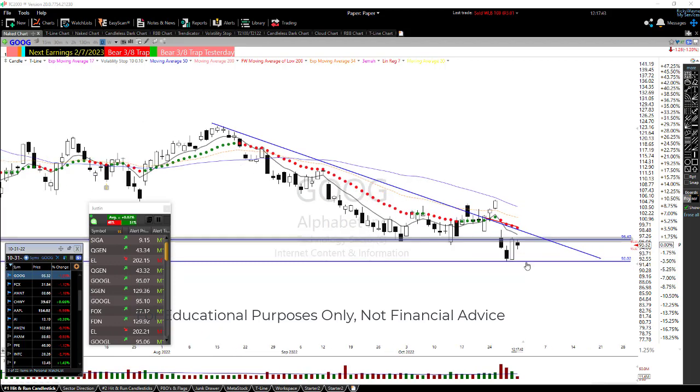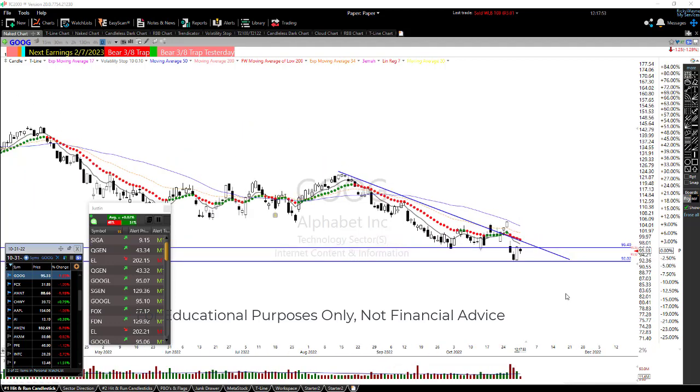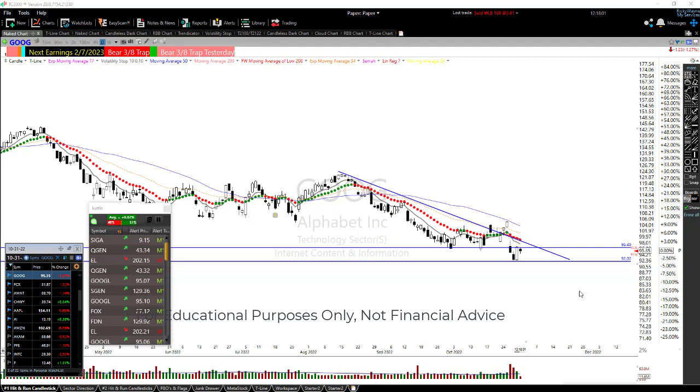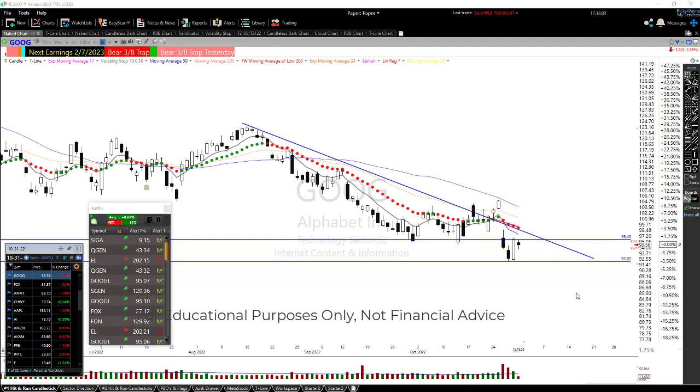I do respect it's still in a downtrend, and I'm willing to jump out of this thing right away. A few weeks ago, I declared that I was willing to buy Google at some point and hold it long term. I don't know if this is the place. We'll see. Maybe after tomorrow will give us more of a clue.